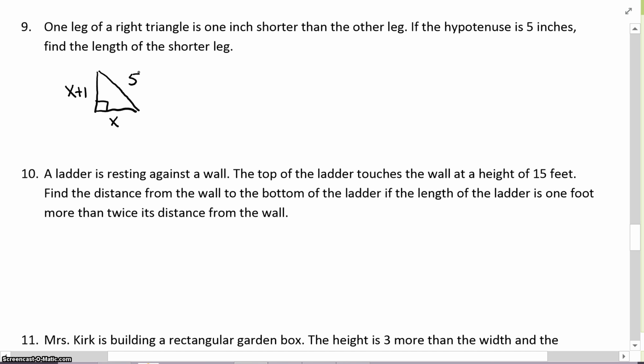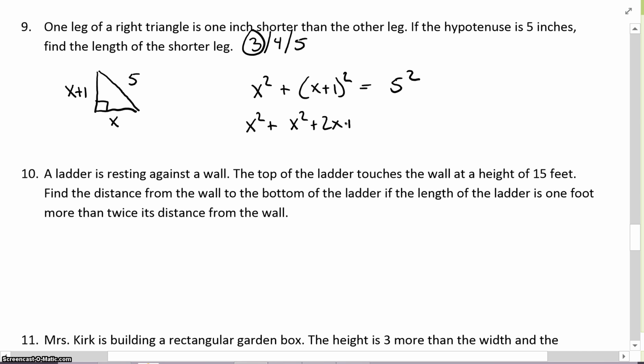Well, if we remember anything about Pythagorean triples, we remember there's such a thing as a 3, 4, 5 right triangle, so the shortest leg must be 3. But let's say we didn't know that. What we do know is leg 1 squared plus leg 2 squared equals hypotenuse squared. So that's going to be x squared plus (x plus 1) squared, which is x squared plus 2x plus 1, equals 25.